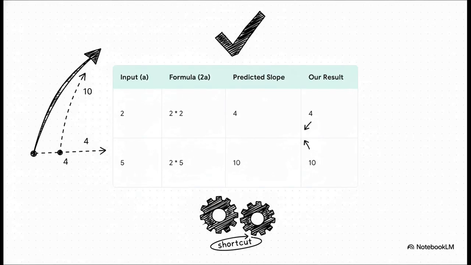So let's test it. Does the shortcut actually work? Well, when a was 2, our formula predicts a slope of 2 times 2, which is 4. And hey, that's exactly what we found. When a was 5, the formula predicts 2 times 5, which is 10. Another perfect match. The shortcut works like a charm.